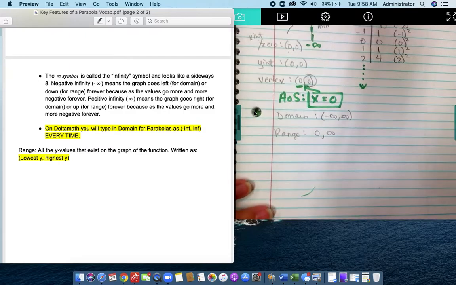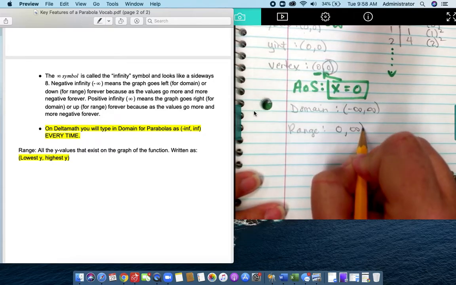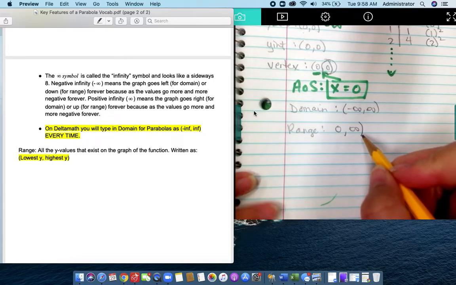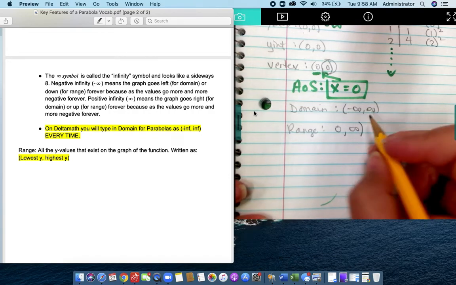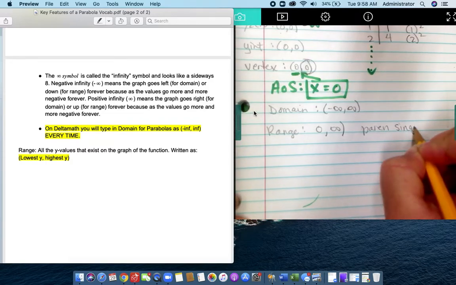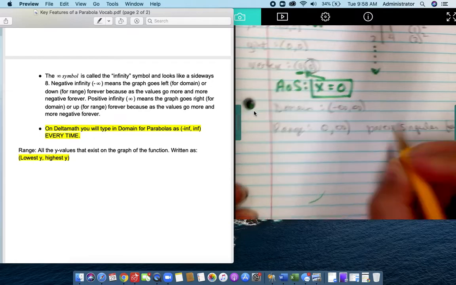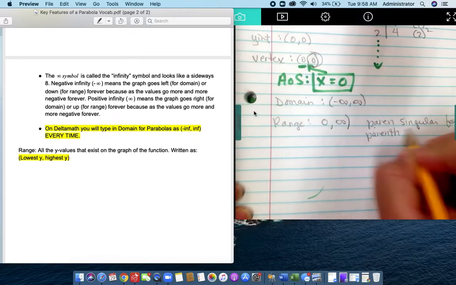But this is something new too. When I write range, I always put a parent. It's actually called a right parent here because it's on the right side. And actually, parent is singular for parentheses. Did you know that?